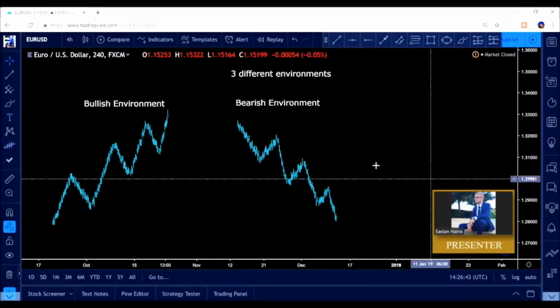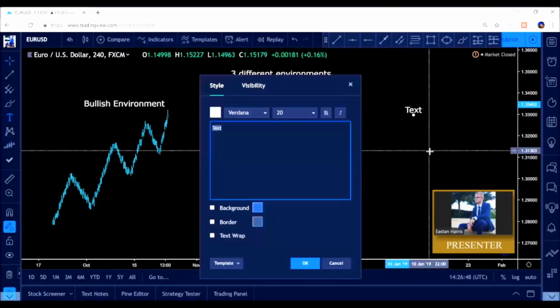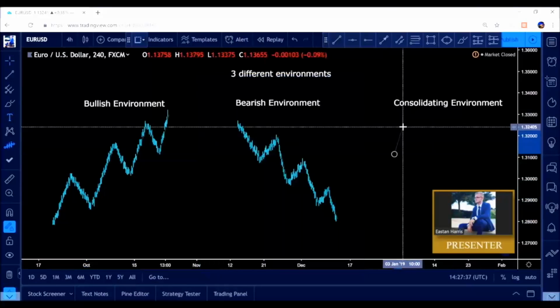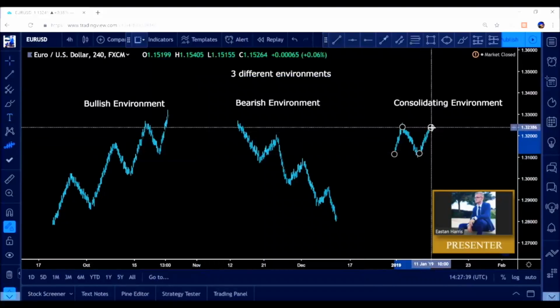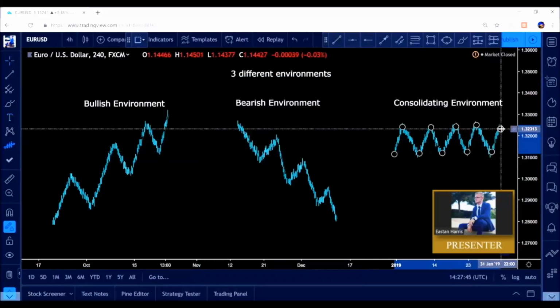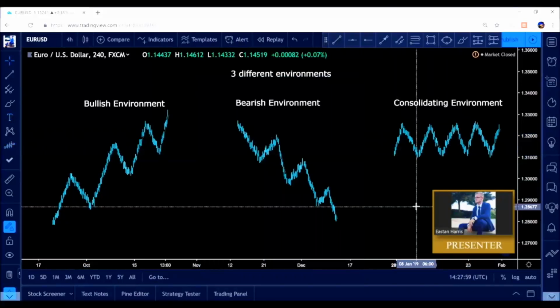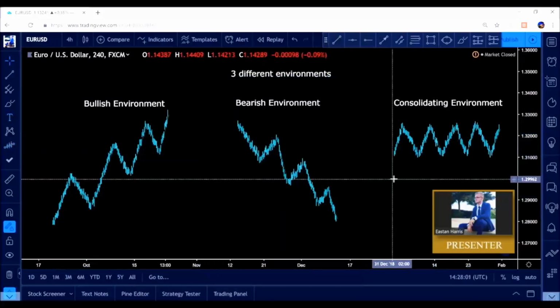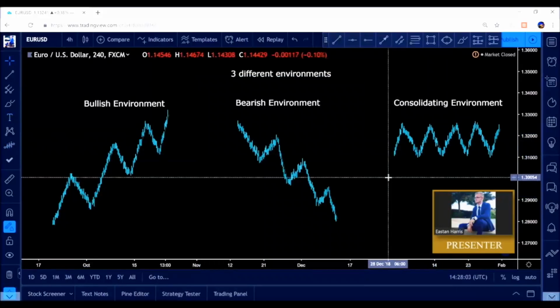And the third one we're going to talk about today is a consolidating environment. What this is going to look like is a consolidation zone, price stuck in a range, buyers and sellers fighting it out. Okay, so let's talk about the key characteristics here.